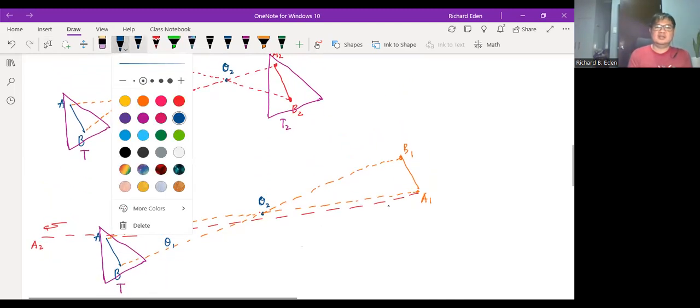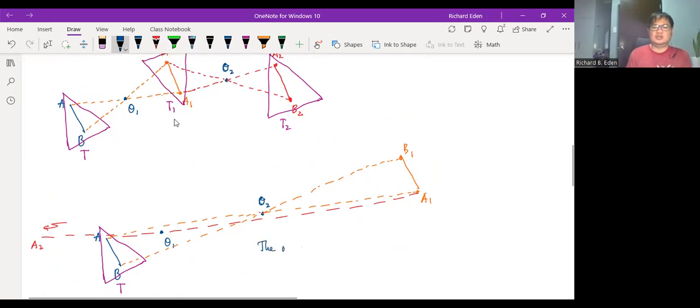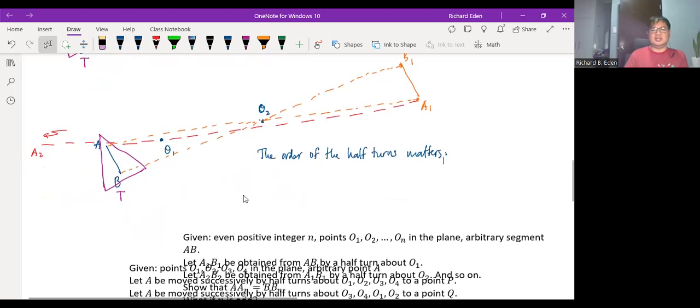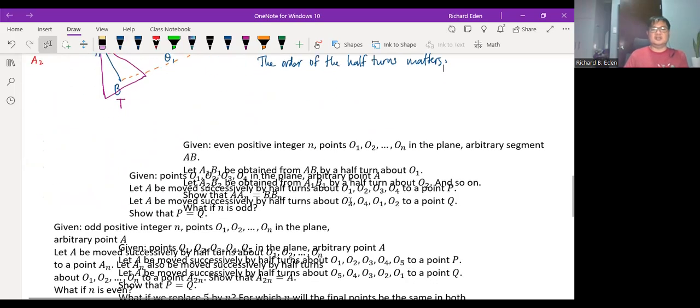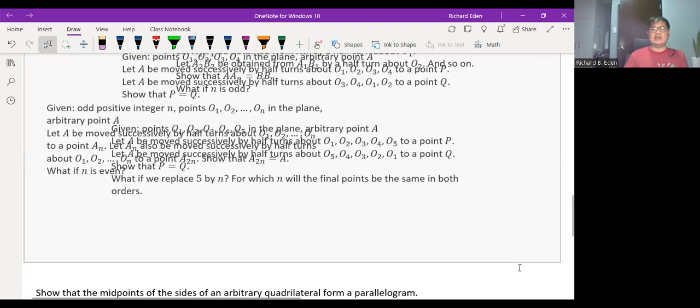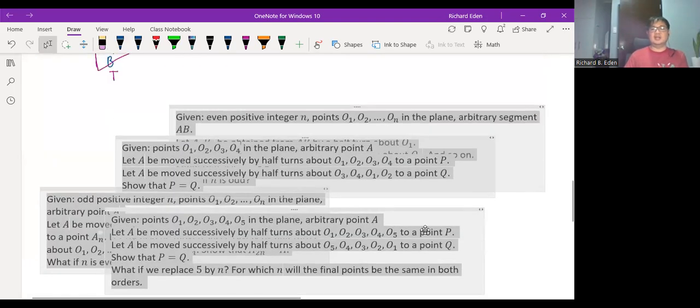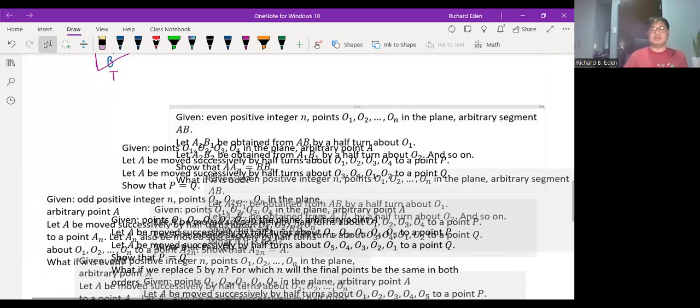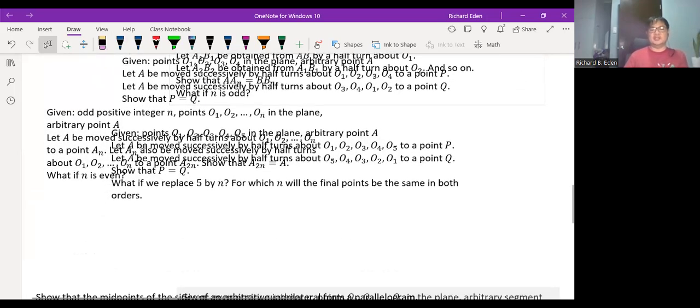Okay. So therefore, the order of the half turns matters. So that's relevant. If you change it, even if you reverse or jumble it, the order of the half turns is generally going to be different. Okay, so the next issue is, what if half turn and translation? And then might as well translation and then a half turn, because we realize that order is relevant here.